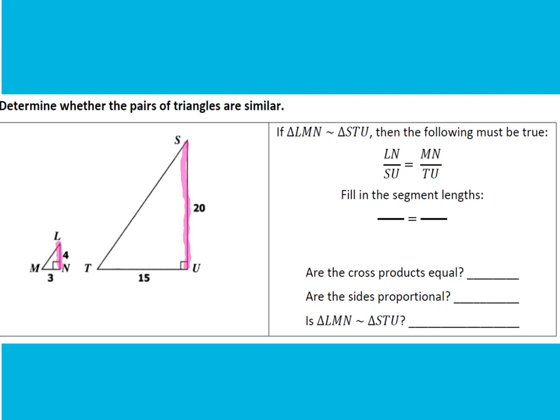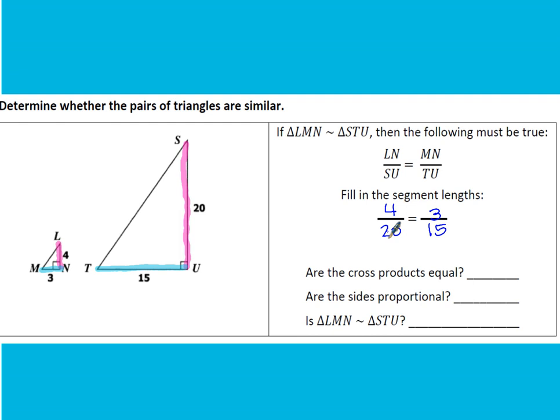And then side MN needs to be proportional to side TU. So that's our right side of our triangle and the bottom side. So it says fill in the segment lengths. So we're going to go ahead and fill that in. LN is 4, SU is 20, MN is 3, and TU is 15.